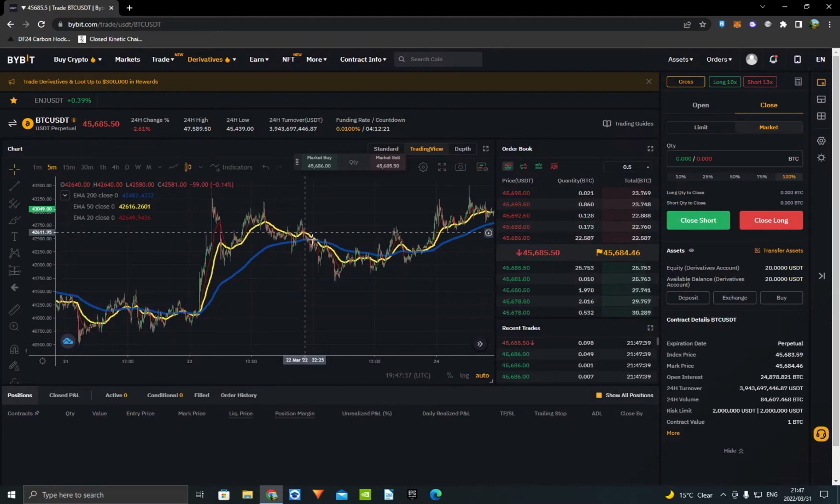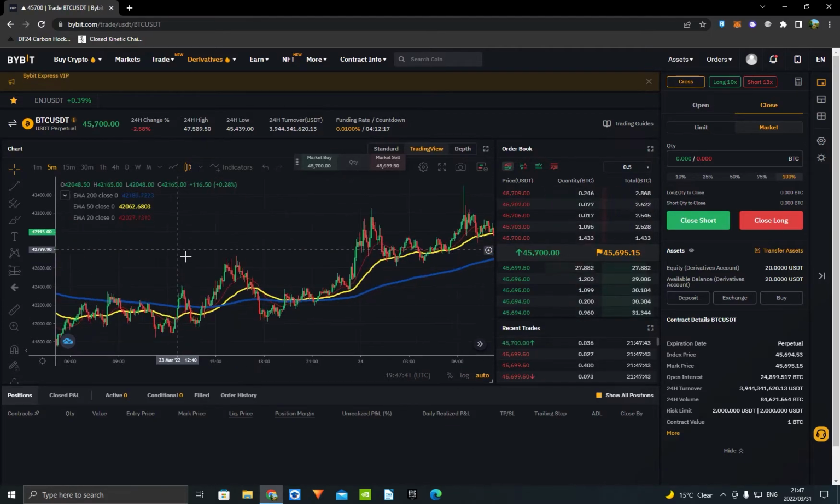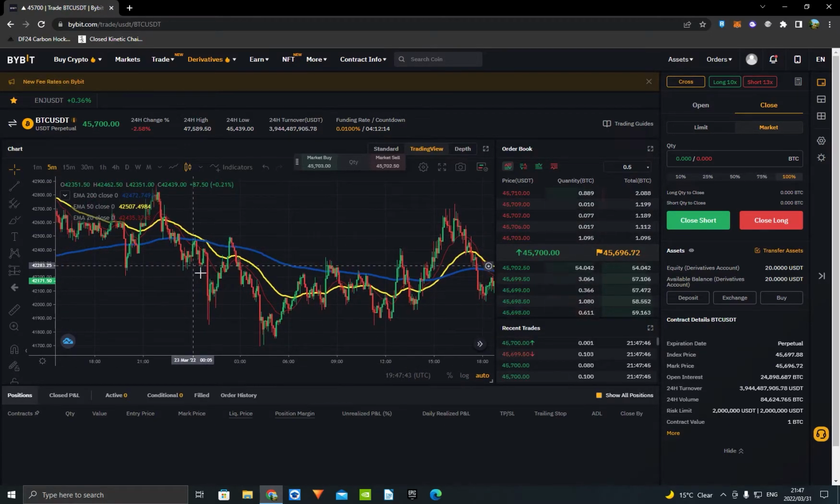If you want to enter a short position, where you bet on the price going down, if you don't know that by the way, then you want to look for the exact opposite. You want to look for the red line below the yellow line below the 200 line. For example, when you saw this right here, this would have been an entry right here.